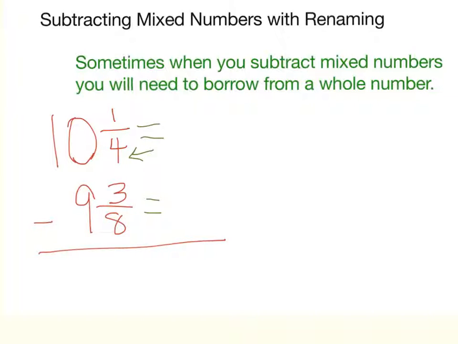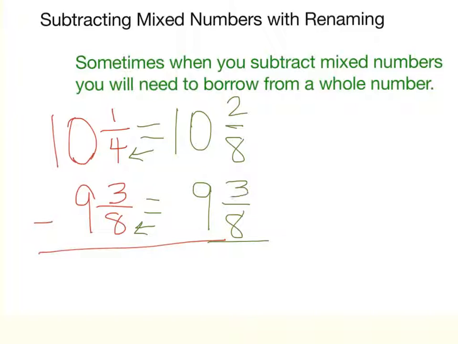If you look, you see that you have unlike denominators, so we're going to have to get a least common denominator. The first thing I do, if you remember, is always bring over the whole numbers first. The least common denominator between 4 and 8 will be 8. So I go ahead and write down the denominators. 1/4 equals 2 eighths, and 3 eighths is going to stay the same.